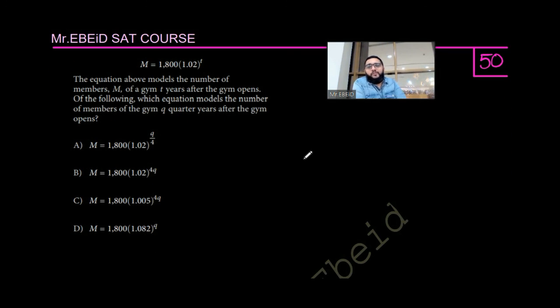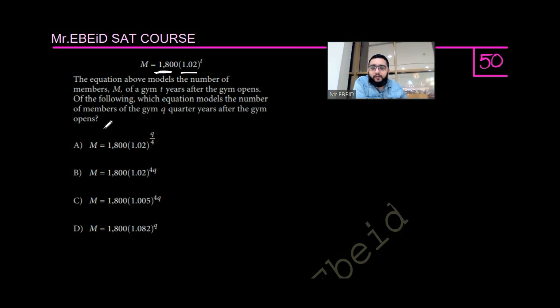Question 50, the last question we have. Question 50, we have m equals 1800 times 1.02 raised to the power t. This is an exponential function, and this is the initial number, and we have 1.02, which is the growth factor, and t for the time.